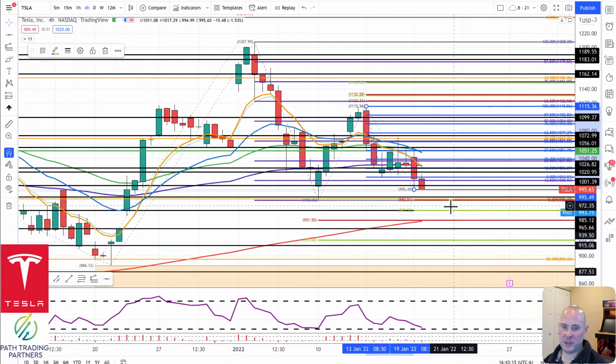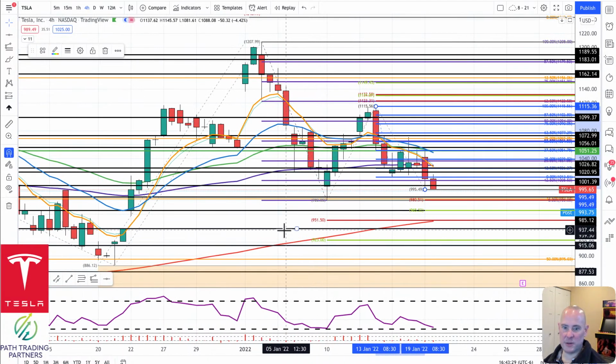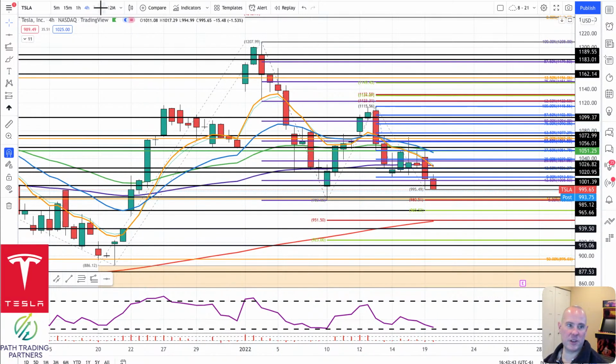Next targets you see right here. We have this low from the 10th of January. Then I'll get to questions. 980. Your harmonic is now 980.51. And then we have a significant level down here at 966 area, and you have another harmonic right there. Then below that we have the rising 200 on the 4-hour at 951.50. So those are all the continuation targets to the downside.